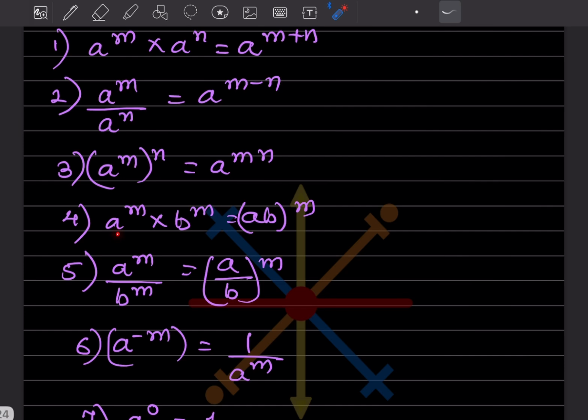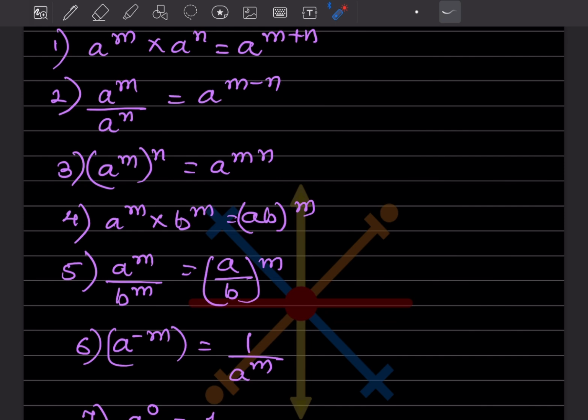Again, now you can see here a raised to m into b raised to m. Here the power, or we can also call it the index, is the same and the base is different. So what will you do? You are going to multiply the base, so that is going to be ab, and you write it with a bracket, and m outside. Otherwise, if you write it without the bracket, that shows that this m is just for this one and not for this one. So the bracket is important. It says that this m is for this as well as this one.